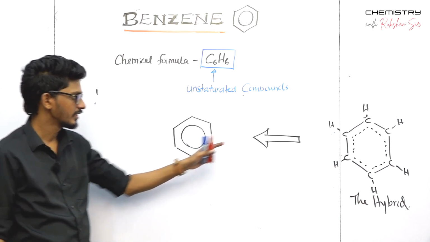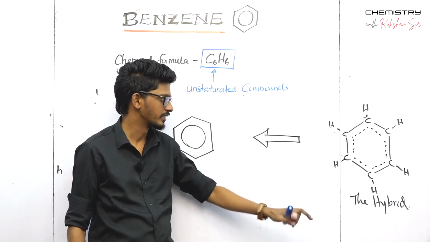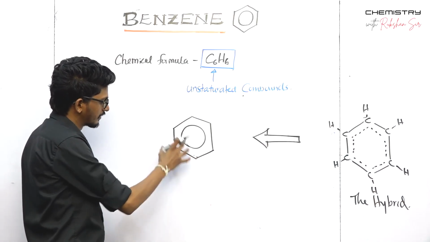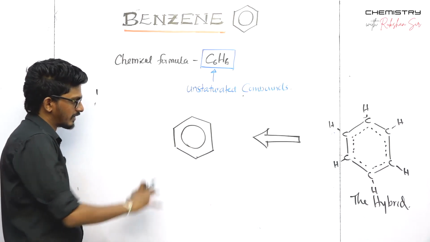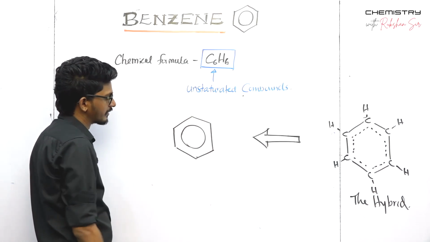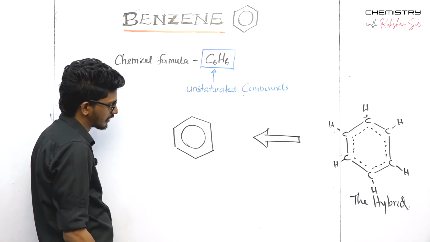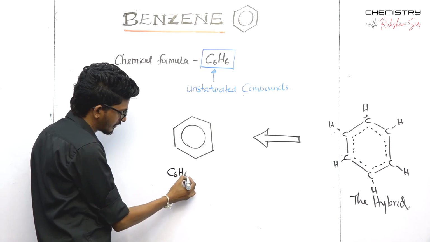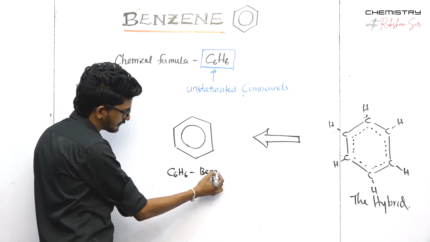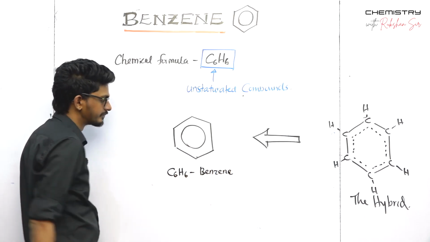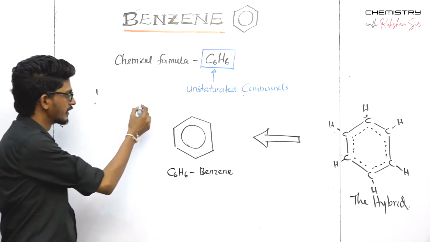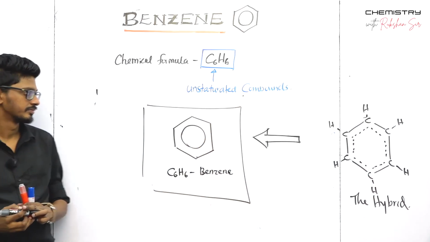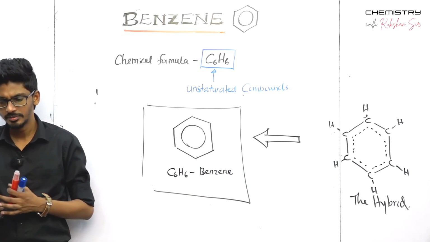And remember, this is the actual structure, right? This is the actual nature of the benzene. But for convenience, for easiness of writing, we come up with this kind of symbol for the benzene. So now the benzene is referred to as C6H6, or the benzene. So this is the structure for the benzene, okay?